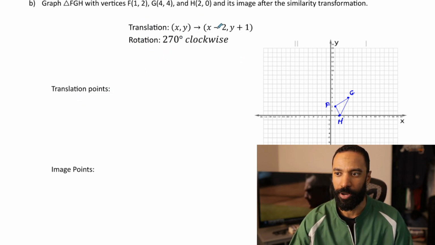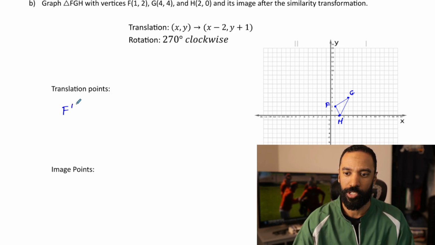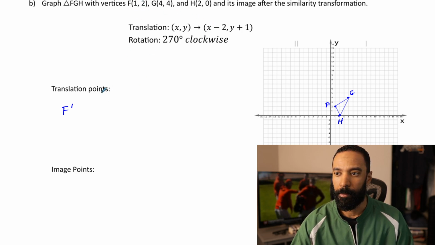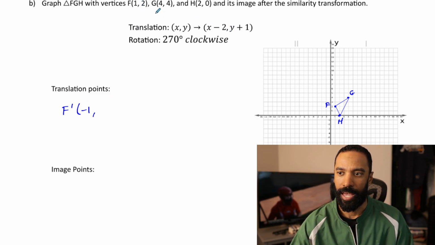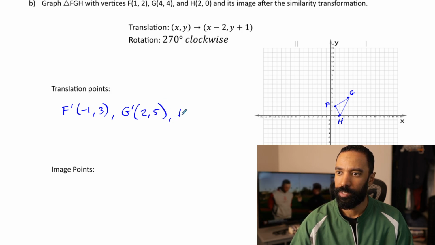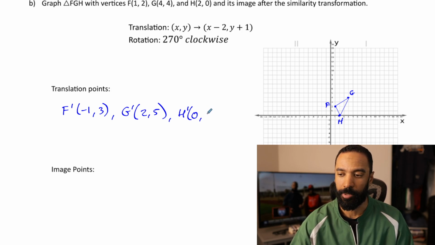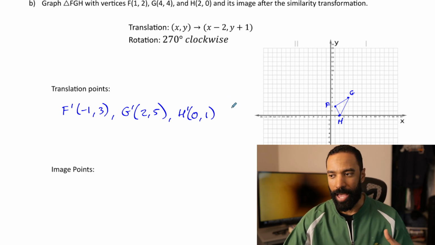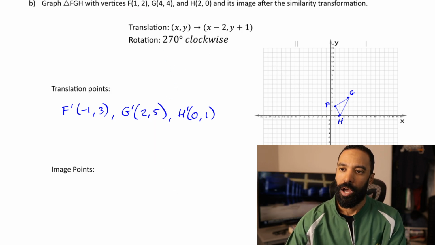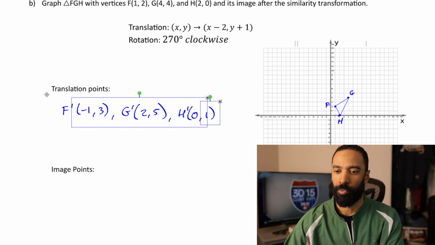Let's figure out the translation points, x minus 2, y plus 1. Now, there are 2 ways you can do it. You can either calculate it: 1 minus 2 and 2 plus 1; 4 minus 2 and 4 plus 1; and H, 2 minus 2 and 0 plus 1. You can either do that and then plot the points, and let's actually change that color. Or you could understand the rule for what it is.